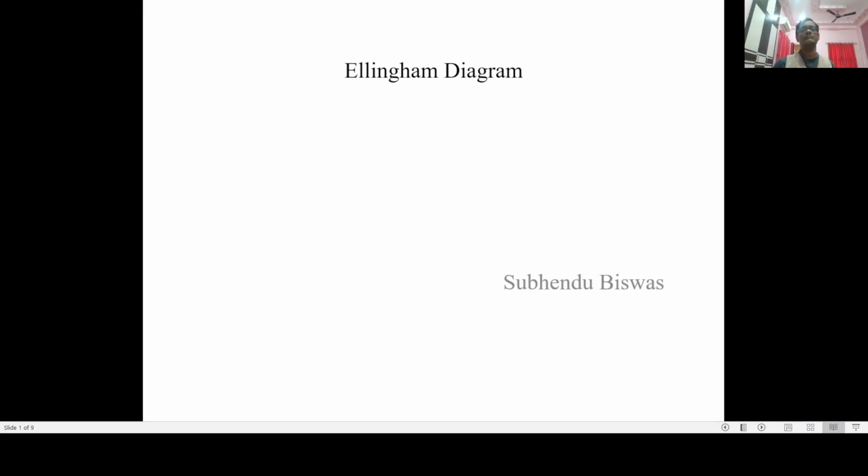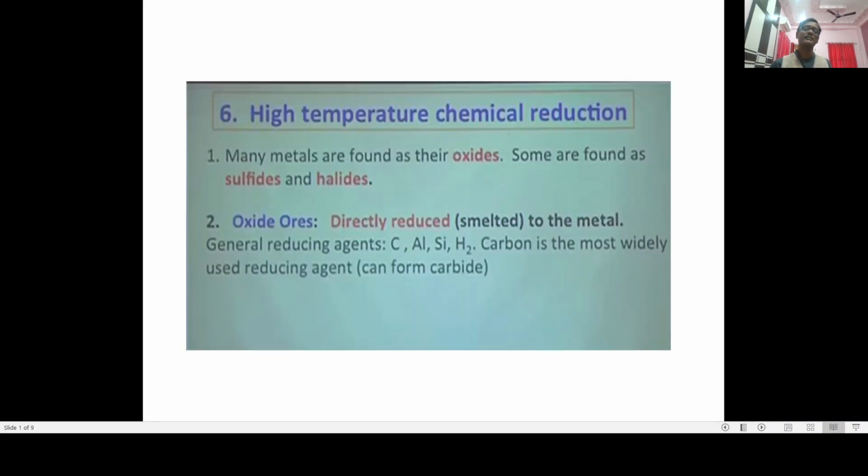The topic is high temperature reduction of metal oxides, and the role of temperature. Before starting, you have to know the details of high temperature chemical reactions.